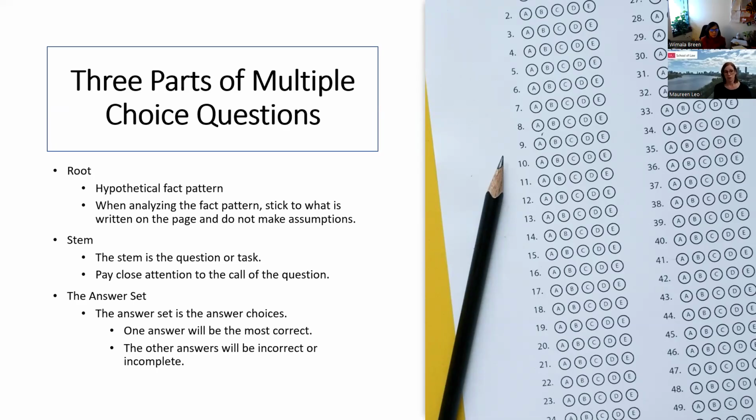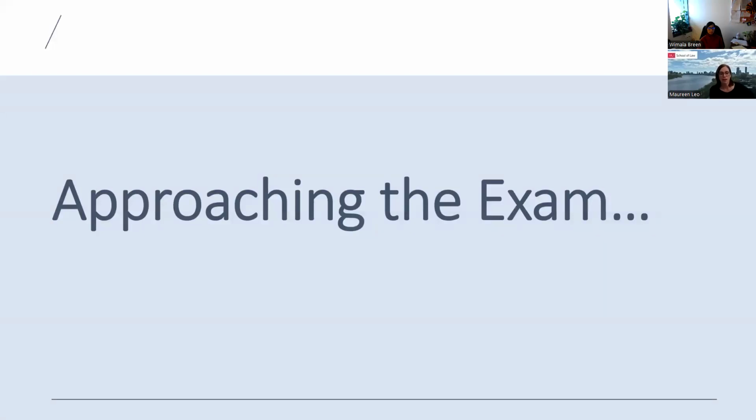Now, the stem part of the question asks the question that is to be answered. Pay close attention to the call of the question. If it asks you from the perspective of the respondent or the petitioner, from the defense or the strategy, you will know by reading the stem. And of course, the answer set are the choices of answers that are given. One answer is going to be the most correct answer. There are other answers that are either going to be wrong or they're going to be incomplete. Your job is, of course, to find the answer that is closest to the correct one.